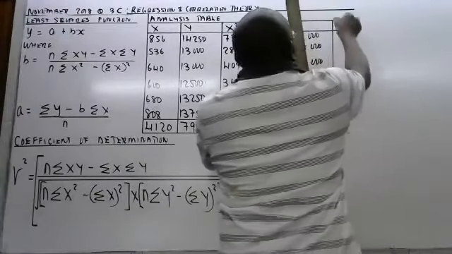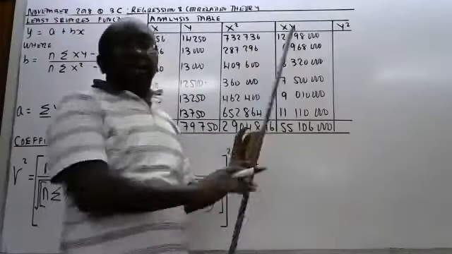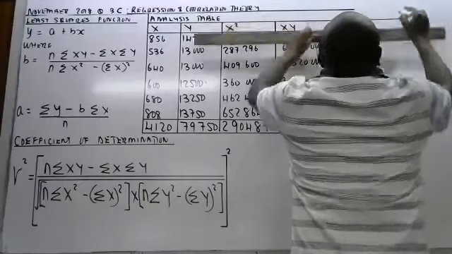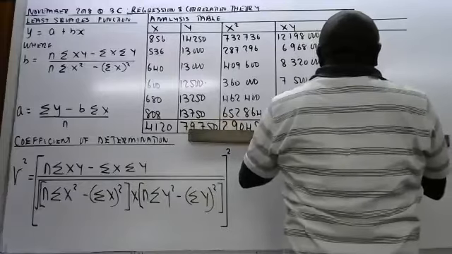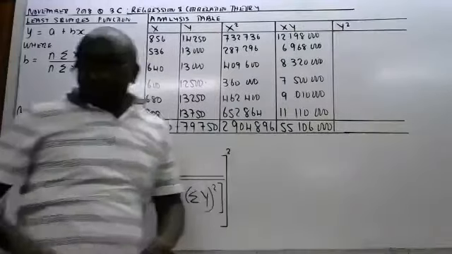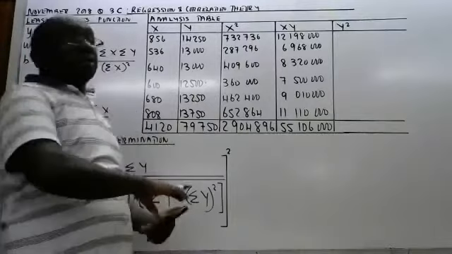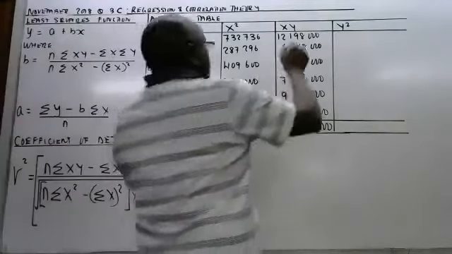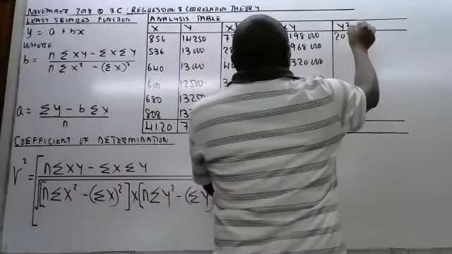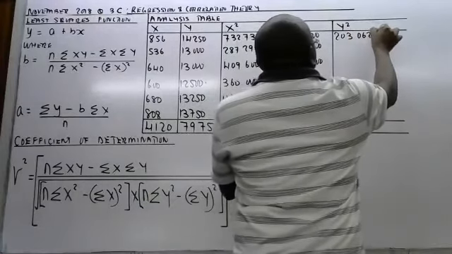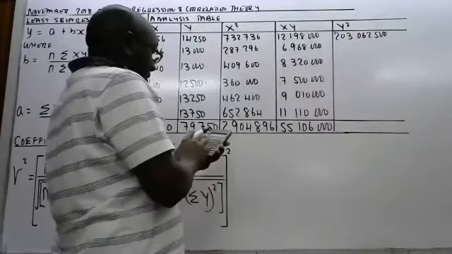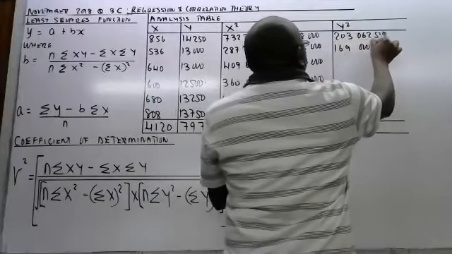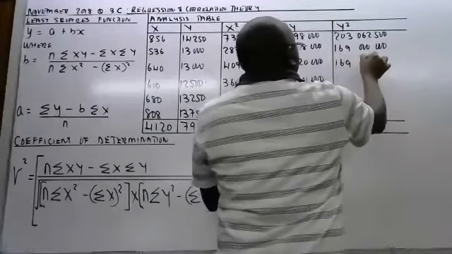The last column I need to bring is called y squared. So y squared is 14,250 squared, which is 203,062,500. 13,000 squared is 169 million, and again 169 million.